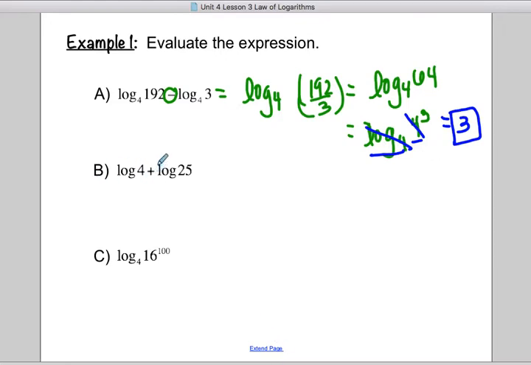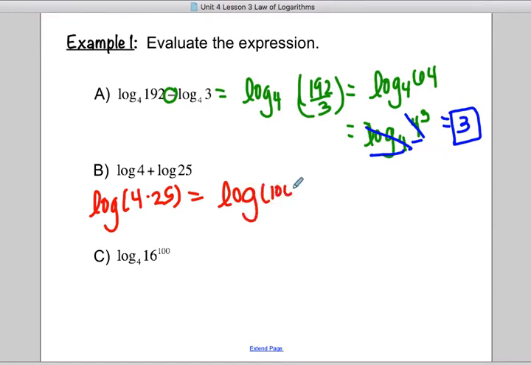B, we have addition, so I'm going to rewrite it with multiplication. So this is log of 4 times 25, and then it's log of 100. I didn't mean to say log base 4. Now if the base is not written, it's really log base 10. So I would ask myself, is there a way to rewrite 100 as 10 to some power? Yes, 10 squared, and since this is the common log and this is 10, these would cancel. So you would get 2. However, could you have typed in log of 100 on your calculator and gotten the right answer? Yes, you could have.